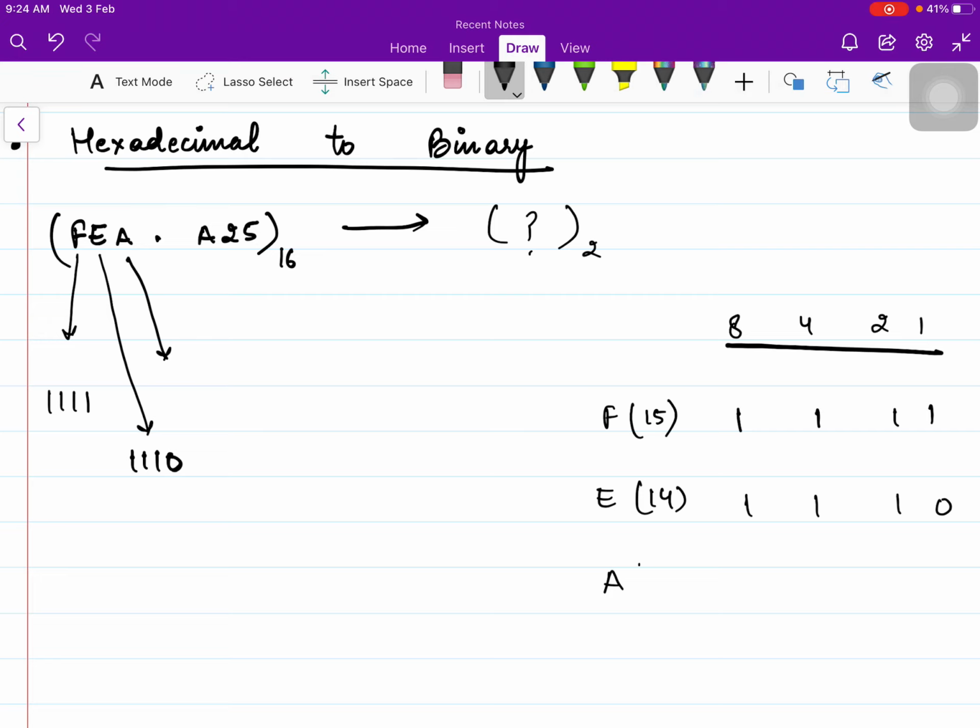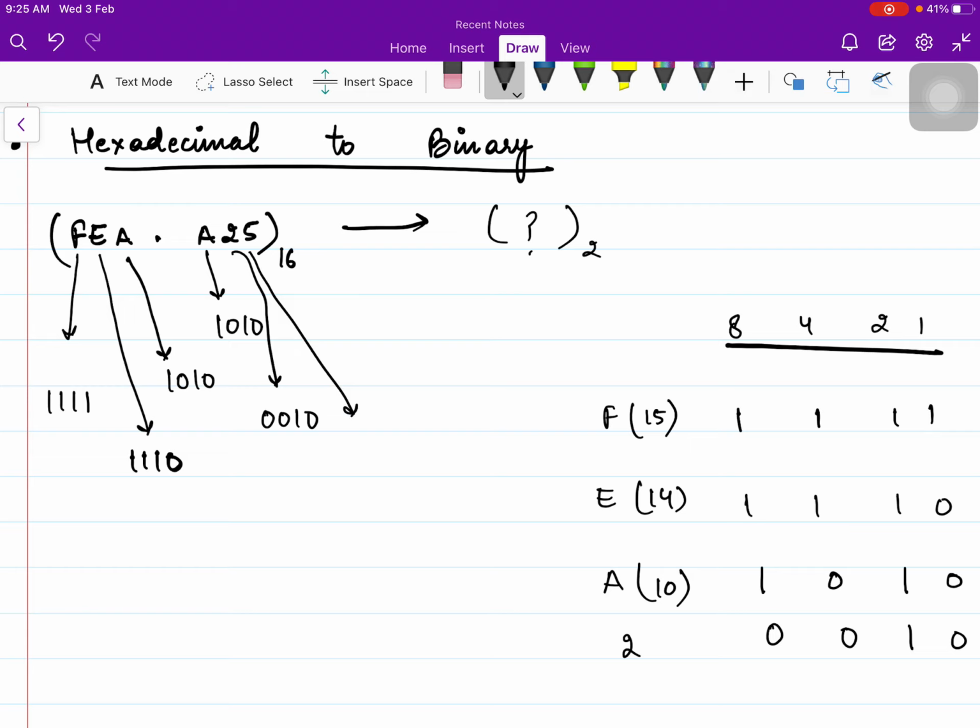A means 10. So I should keep 1 under 8 and 2. So 8 plus 2, 10. So it is 1, 0, 1, 0. Again it is 1, 0, 1, 0. Then 2. For 2, I should keep 1 under 2 only. So it is 0010. And for 5, what should I do? I should keep 1 under 4 and 1. So it will be 0101.